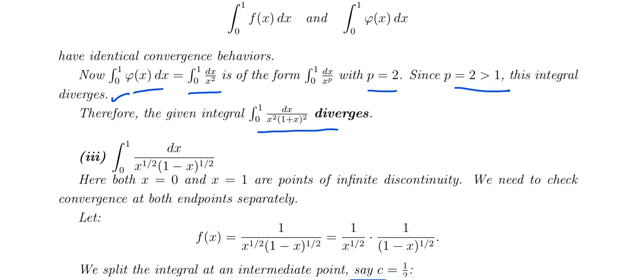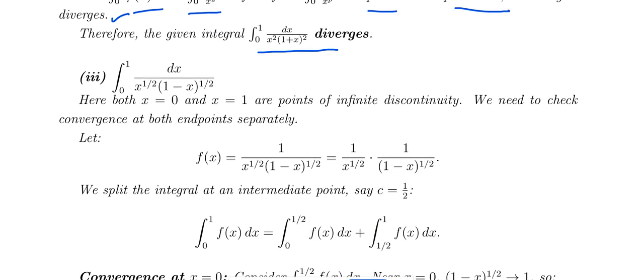Okay, in the same way, consider the integral from 0 to 1 of dx by x power 1 by 2 into 1 minus x whole power 1 by 2. Both x equal to 0 and x equal to 1 are points of infinite discontinuity. So what can we do here? We check the convergence at both endpoints, where f of x equals 1 by x power 1 by 2 into 1 minus x whole power 1 by 2.